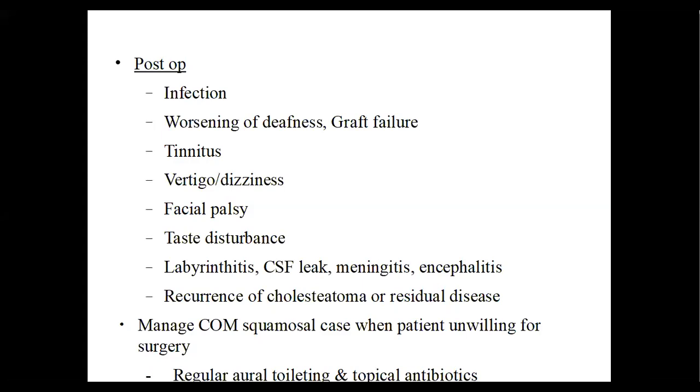Then if you're operating on squamosal disease and the clearance of disease is not done properly, then you can definitely expect recurrence of the cholesteatoma at a later date. After a patient has been operated and everything is done properly, it is fine. But we come across certain patients who have the squamosal variety of chronic otitis media, but for some reason he is not able to undergo surgery, whether unwilling or unfit for surgery. Then what will you do with such a patient?